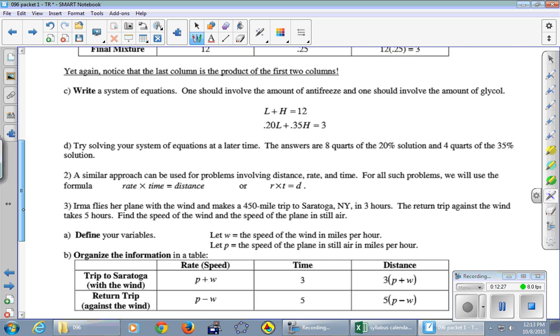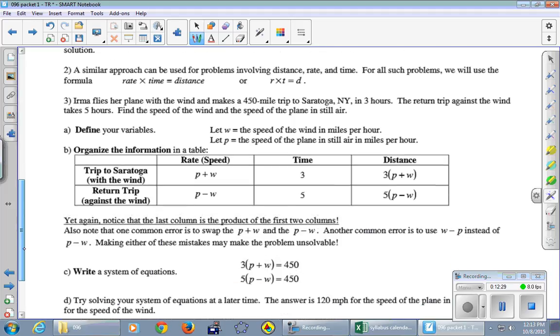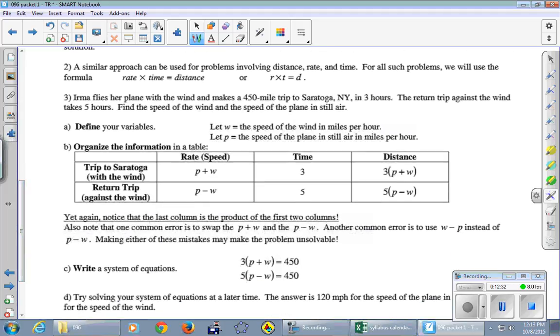So the last kind of problem is down here. Before we look at number 2, let's just read number 3. Irma flies her plane with the wind and makes a 450-mile trip to Saratoga, New York in 3 hours. The return trip against the wind takes 5 hours. Find the speed of the wind and the speed of the plane in still air. So when Irma is going with the wind, she goes faster, but in the other direction, she's fighting the wind and she goes slower, so it takes longer. And we're just trying to figure out how fast is this wind moving, and if the plane were in still air, not helped by the wind and not hurt by the wind, how fast would it go?